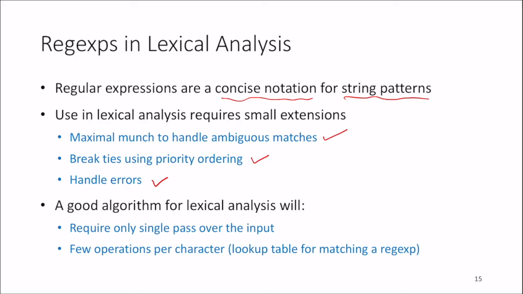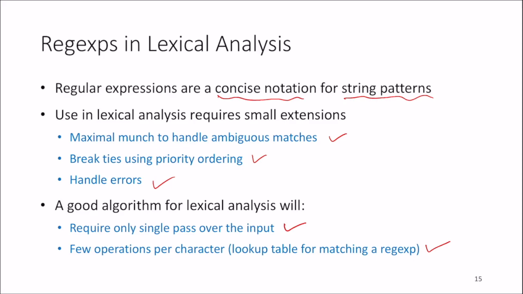A good algorithm for lexical analysis, so far I've given you high-level pseudocode. If you implement this correctly, you should require only a single pass. There should be no backtracking. And there should typically be a few operations per character. Then you can avoid writing a big loop and switch scanner. Instead, use this much more modular way to define a lexical analyzer.